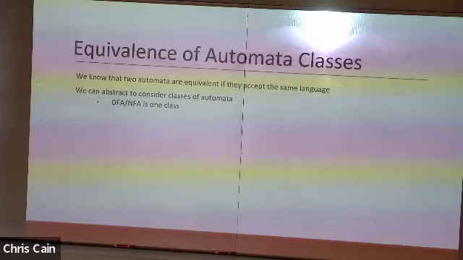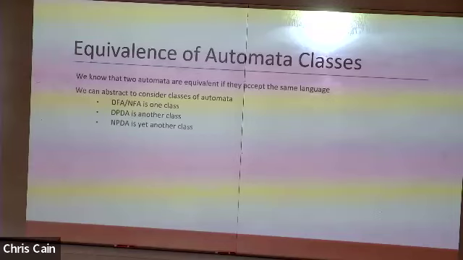We can see that if we go through that logic, a DFA or an NFA is one particular class. It represents one kind of language. And the DPDA, the deterministic pushdown automata, is a separate class because we can define a DPDA such that no DFA or NFA can represent the language accepted by that DPDA. There's no equivalent DFA or NFA. We can do the same thing between DPDA and NPDA. We can construct a non-deterministic pushdown automata such that the language it accepts is different and cannot be constructed by any deterministic pushdown automata.